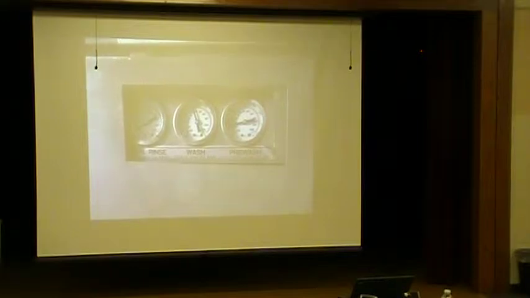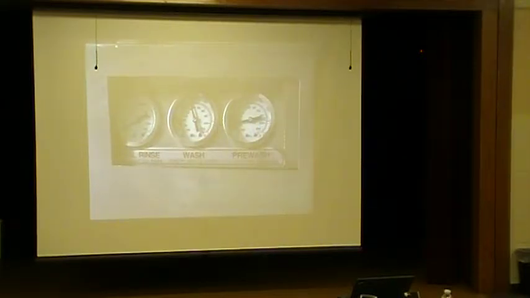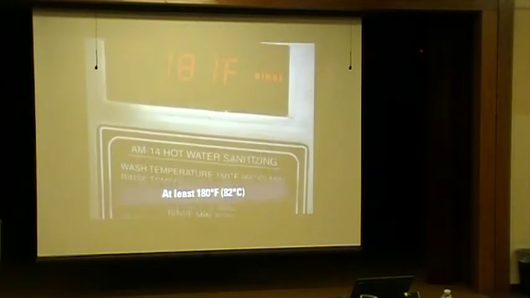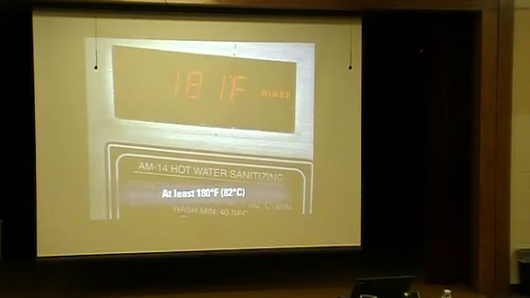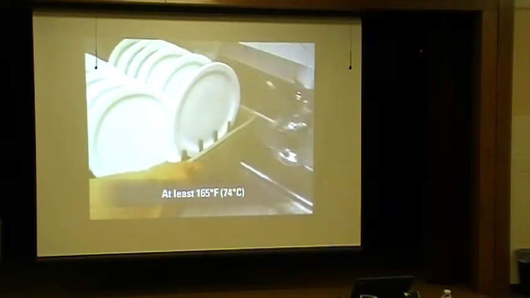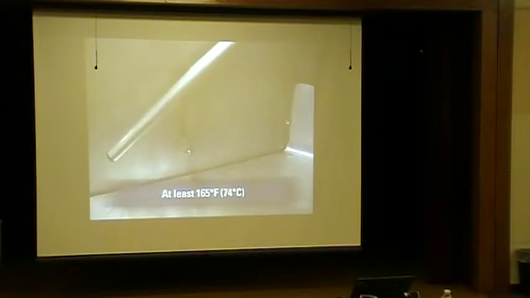The dishwasher must be equipped with a built-in thermometer that measures water temperature at the manifold, the point where the water sprays into the tank. The temperature of the final sanitizing rinse must be at least 180 degrees Fahrenheit, 82 Celsius, to be effective. For stationary rack single temperature machines, the sanitizing rinse must be at least 165 degrees Fahrenheit, 74 Celsius.